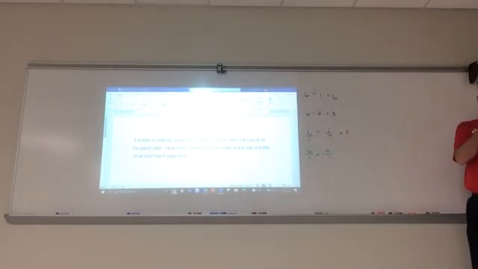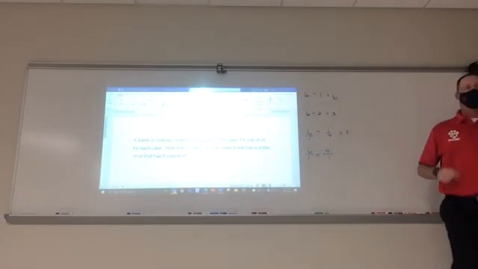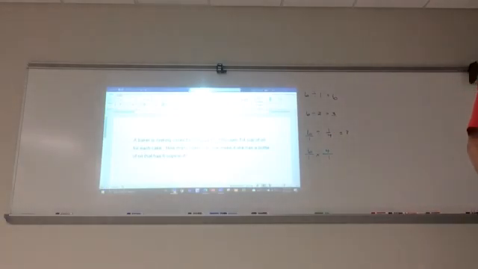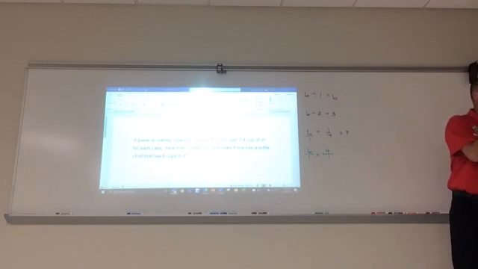Who remembers the word we talked about yesterday? When I flip my fraction, I'm talking about the what? The reciprocal. Now we're back to a multiplying fraction problem. What's the rule when we multiply fractions?